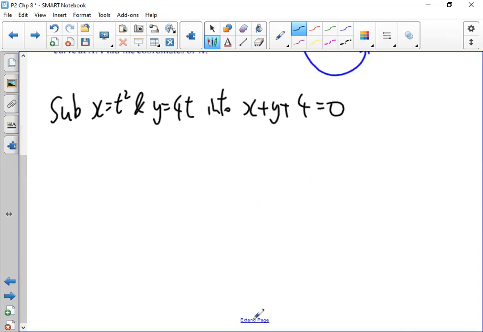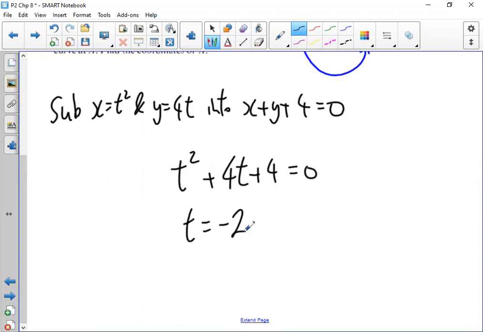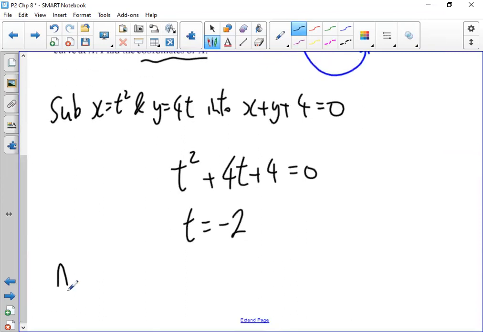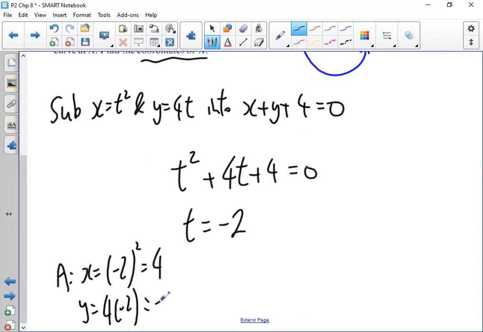So x is t squared, so I can rewrite x plus y as t squared plus y 4t plus 4 equals 0. And then this gives us a quadratic with t, so put in a calculator, you get t equals -2 or -2. So therefore, to find the coordinates of A, x equals t squared, minus 2 squared, that's 4, and y equals 4t, 4 times -2, that's -8. So A equals 4, -8. Right, that's one quick question.